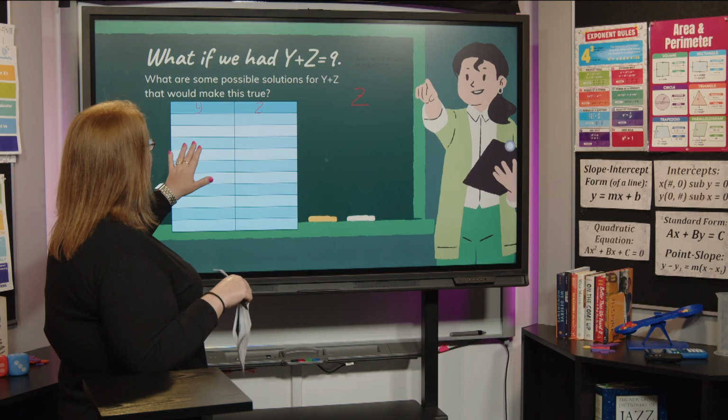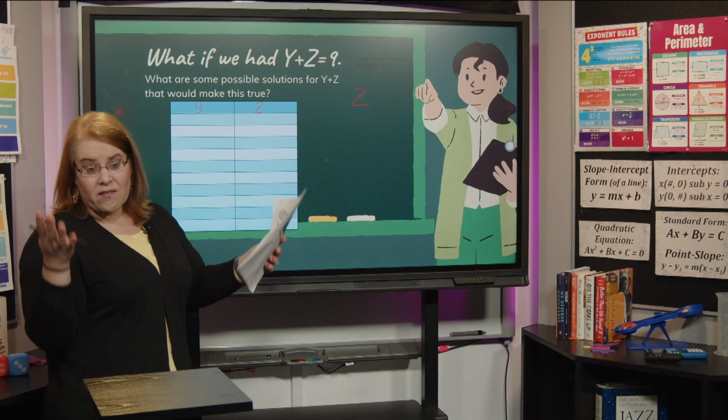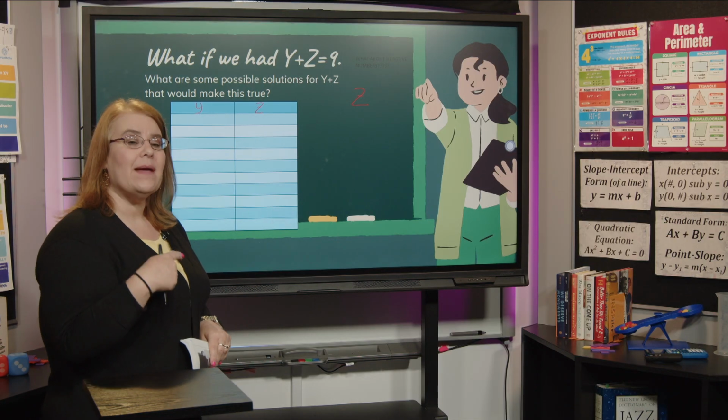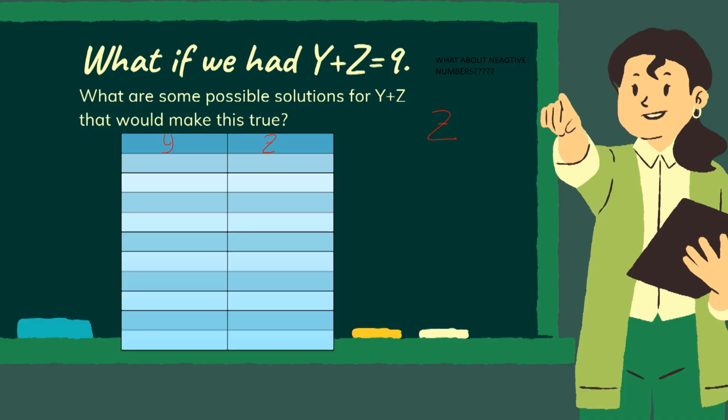What are possible values of y and z that I can add to get to 9? 4 and 5. 6 and 3. So let's go ahead and make a table of these. So I'm going to write my table up here. You write your table on your paper and let's see what we got. So I've got for my y values and my z values, obviously 0 plus 9, 1 plus 8, 2 plus 7, 3 plus 6, 4 plus 5, 5 plus 4, 6 plus 3, 7 plus 2, 8 plus 1, and 9 plus 0.